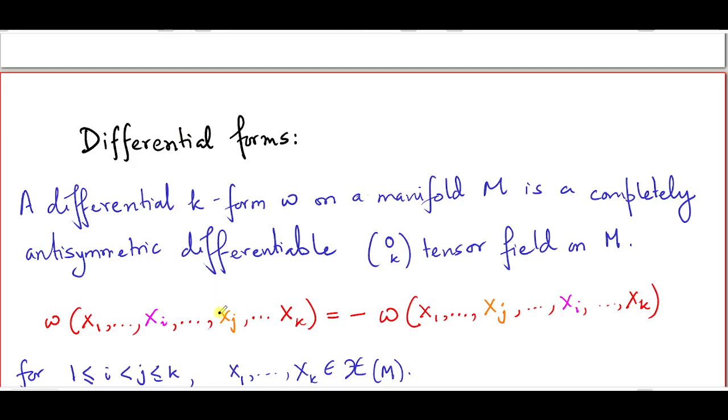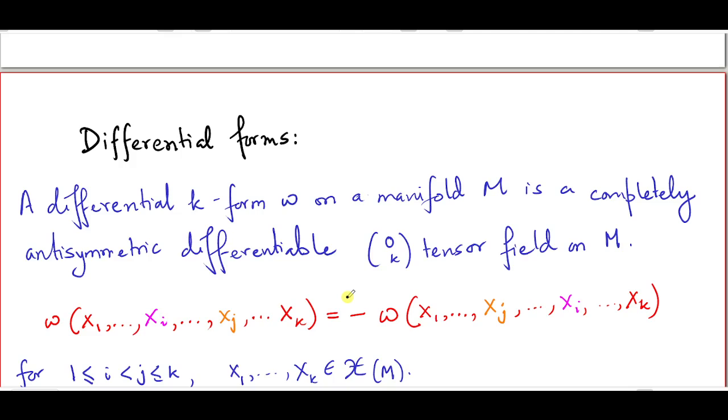If you were to interchange any of these two arguments, for example here, I am interchanging these two arguments xi and xj to get xj and xi in their respective positions. That is going to produce a minus sign. That's what completely antisymmetric means. Interchange any two arguments, you are going to get a negative sign.